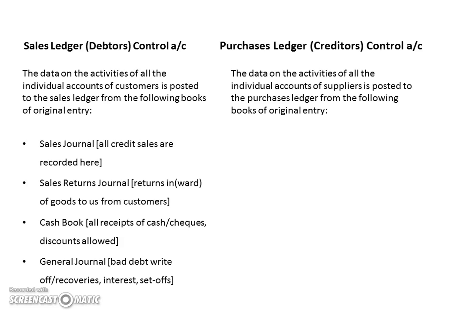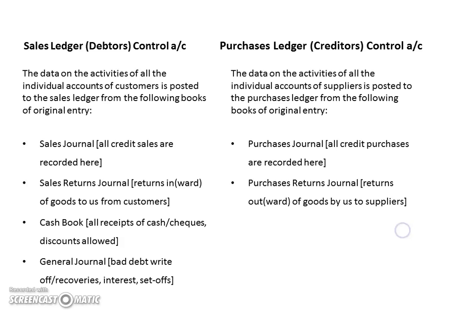And the books of original entry that you will get this information from, let's see, you'll get it from the purchases journal, right? That's where you find all your credit purchases, hence your suppliers. And then you could get it from your purchases returns journal, because you may have also returned some goods to the suppliers because they were the wrong color or they were damaged or whatever the case may be.